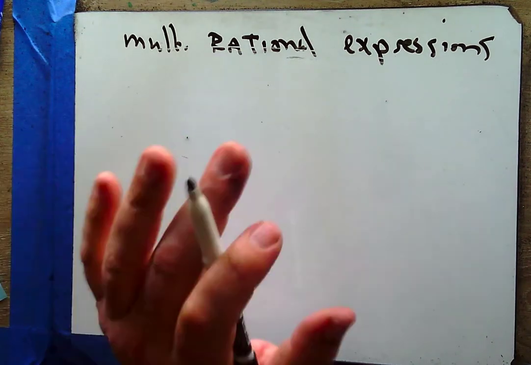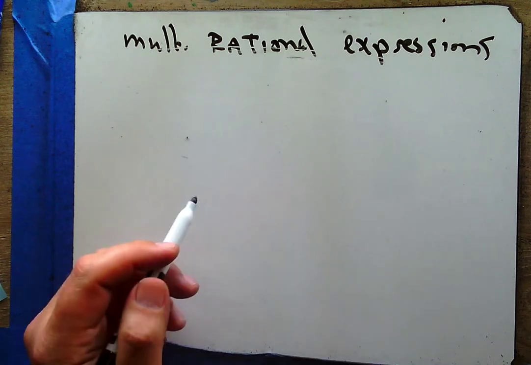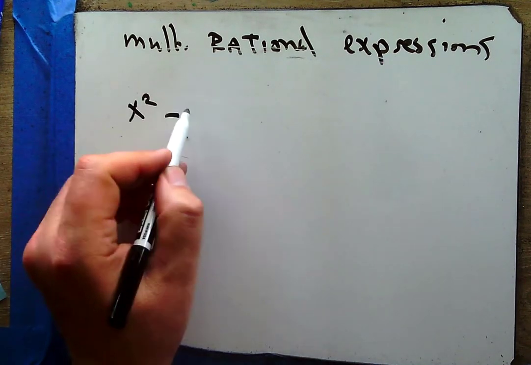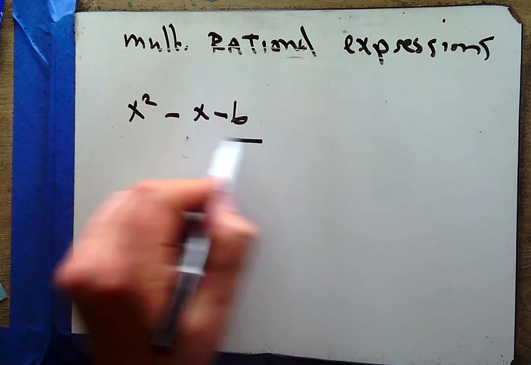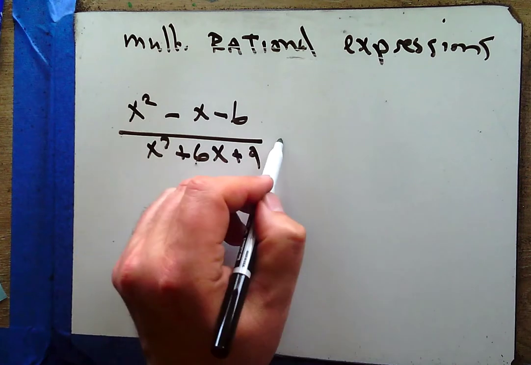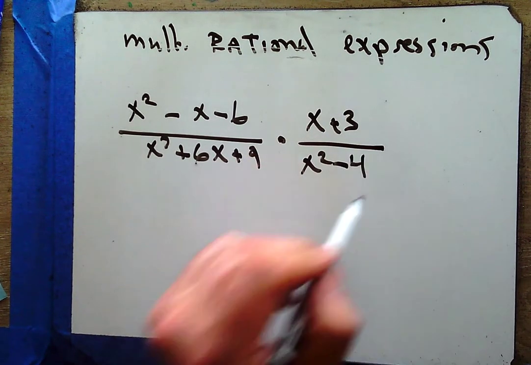It's not about common denominators. Common denominators is for when you need to add and subtract these fraction things. We're not adding and subtracting, we're multiplying. Okay, so when I have (x squared minus x minus 6) over (x squared plus 6x plus 9) times (x plus 3) over (x squared minus 4).